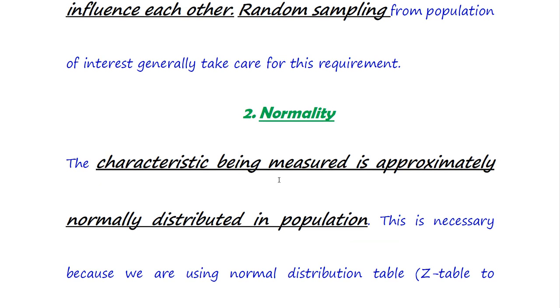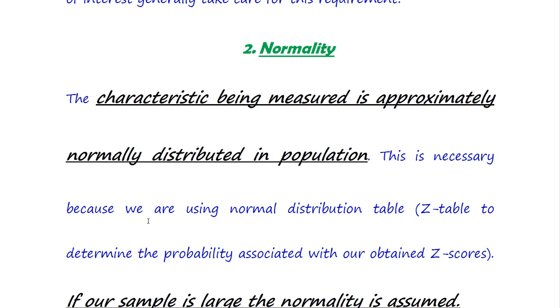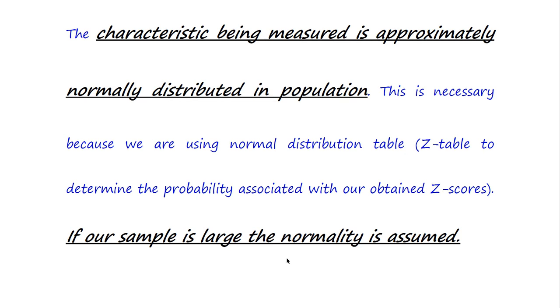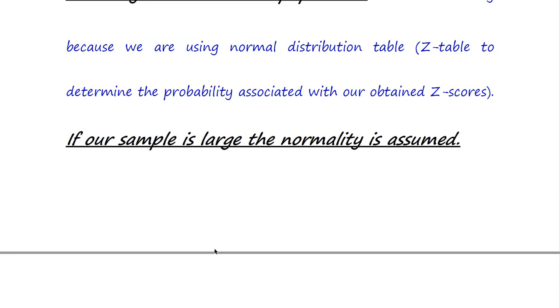Second is normality. The characteristic being measured is approximately normally distributed. Our data for the z-test should be normal. This is necessary because we are using the normal distribution table to determine the probability associated with our obtained z-score. If our sample is large, it is assumed to be normal.